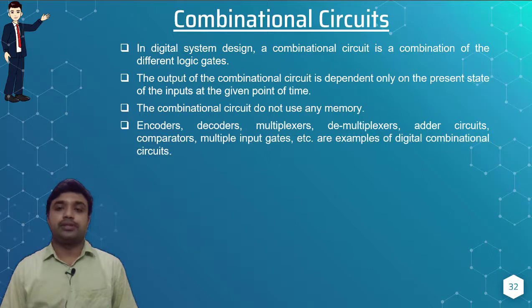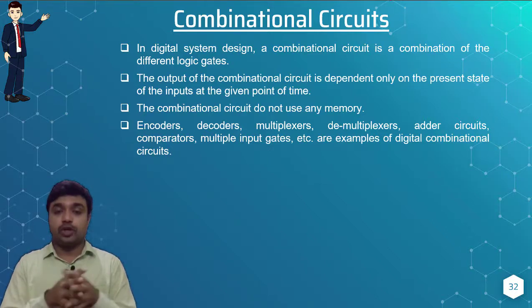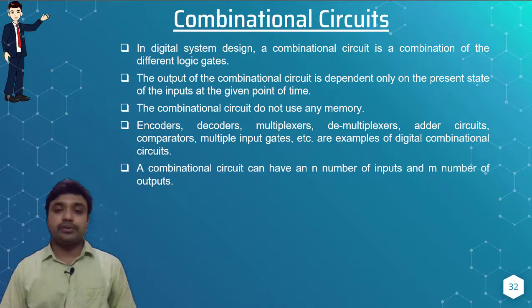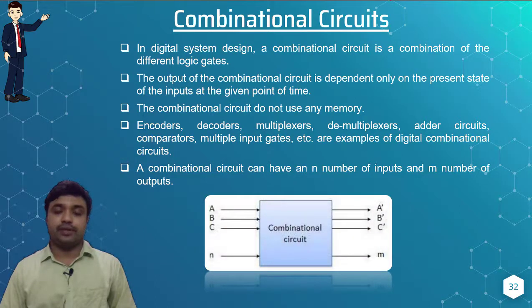Some of the ICs which are making use of the combinational logic are the encoders, decoders, multiplexer, demultiplexer, adder circuits, comparators, multiple input gates, etc. These are the examples of digital combinational circuits. A combinational circuit can have n number of inputs and n number of outputs. This is the valid circuit realization, and you can see the representation for a combinational circuit block diagram. So these are the inputs, and these are the outputs.